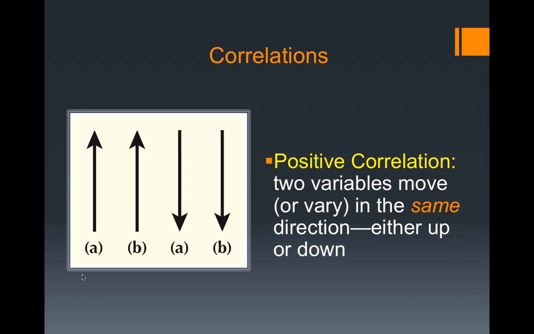So what is a positive and what is a negative correlation? Well, a positive correlation is when two variables move or vary in the same direction, either up or down. As scores on variable A are higher, scores on variable B are also higher. Lower scores on A are associated with lower scores on B. So they're varying in the same direction. It's a positive, also known as a direct correlation.